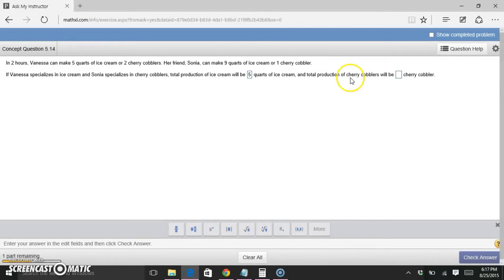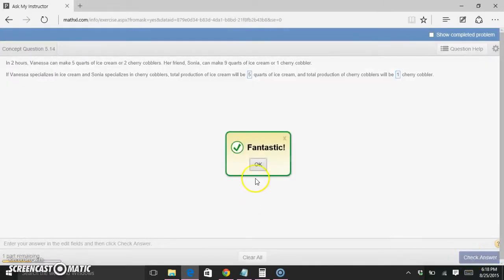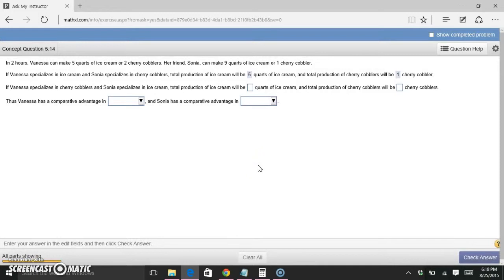But then we look at the total production of cherry cobbler, and we know that Sonia is the only one making cherry cobbler because she's specializing in that, and Vanessa, on the other hand, is only making ice cream. So how much cherry cobbler can Sonia make? She can make 1, right? So that's what we end up with in our little economy of dessert: just 5 quarts of ice cream and 1 cherry cobbler. So I'll check my answer here. It's good to go.